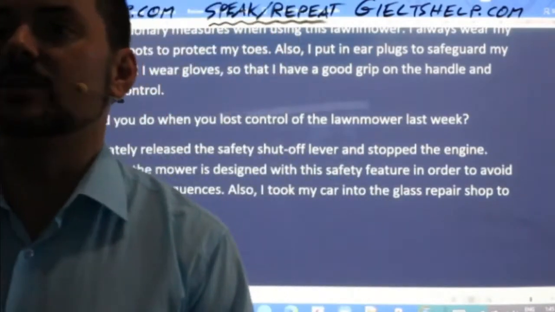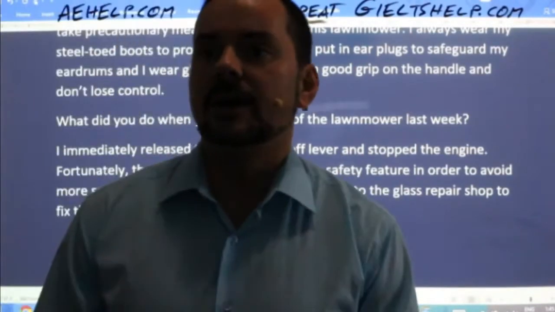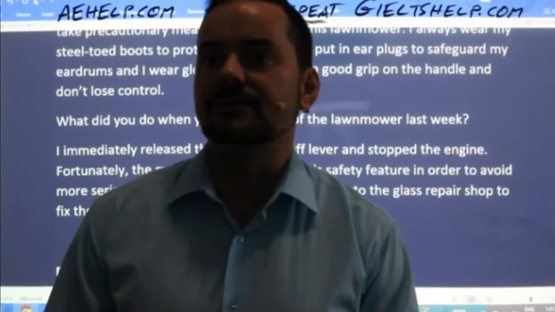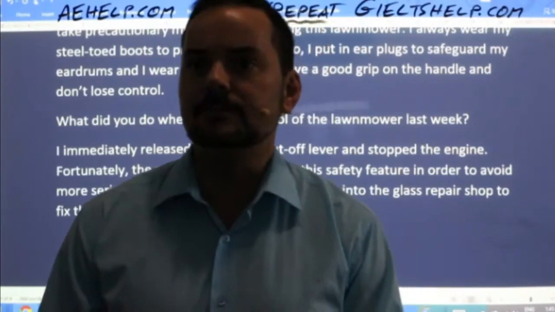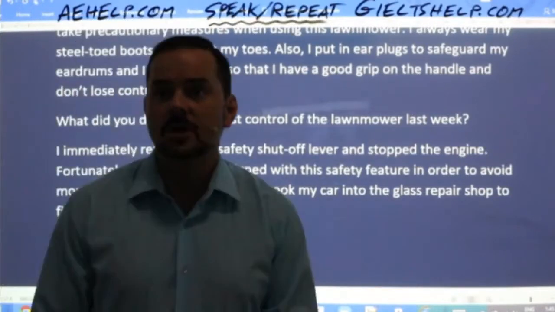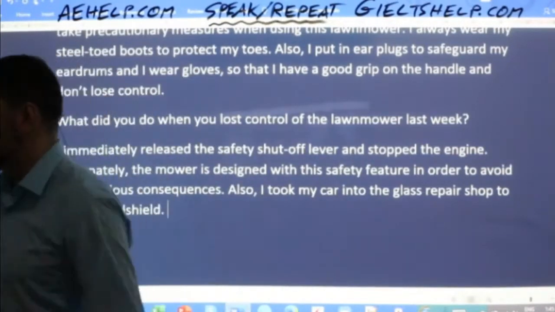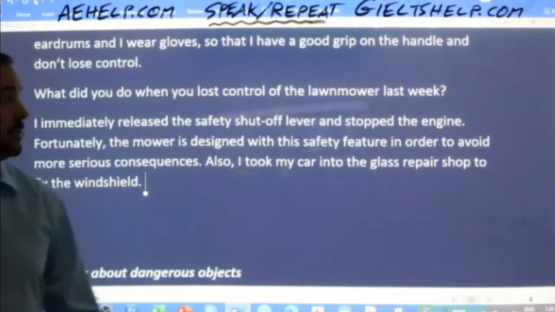Roshni says, when I had lost control over the lawnmower, I kept in mind that I have to keep calm and cut off the power and leave the handle to avoid accidents. Okay, Roshni, that's good. All right. Okay, so again, repeat after me.